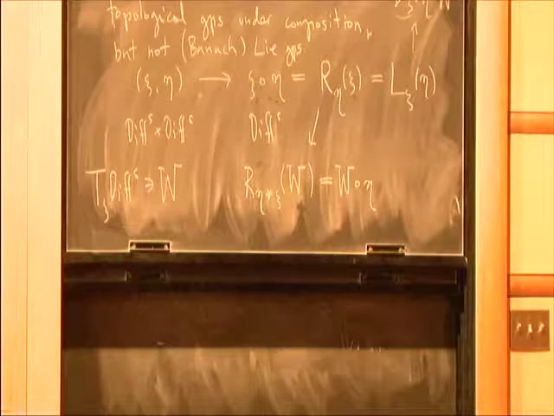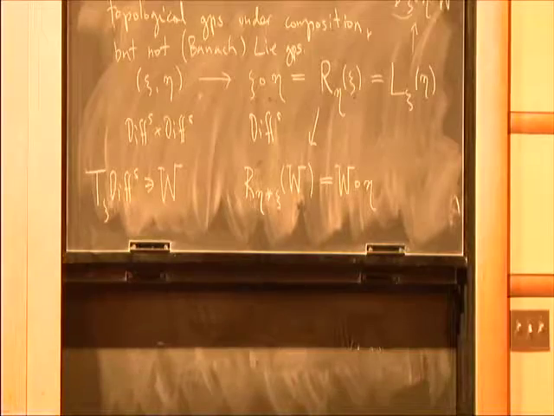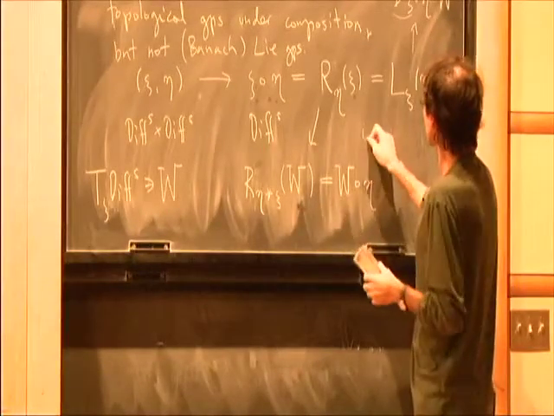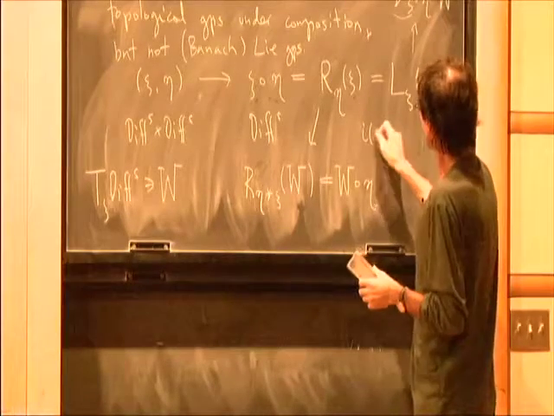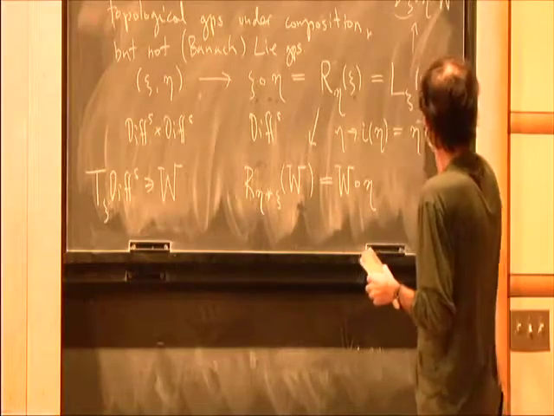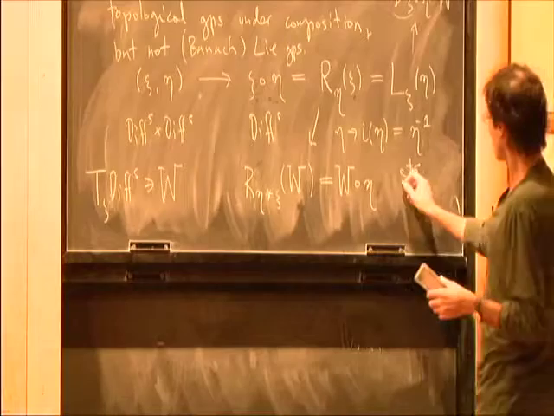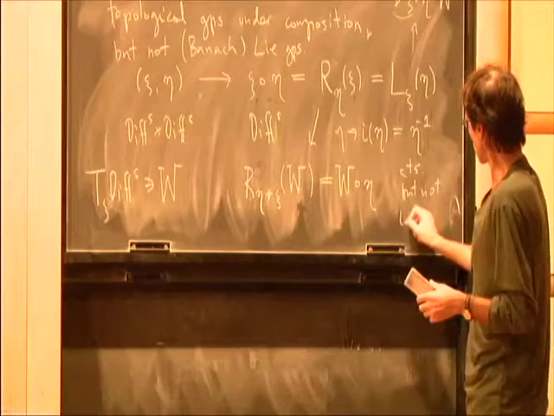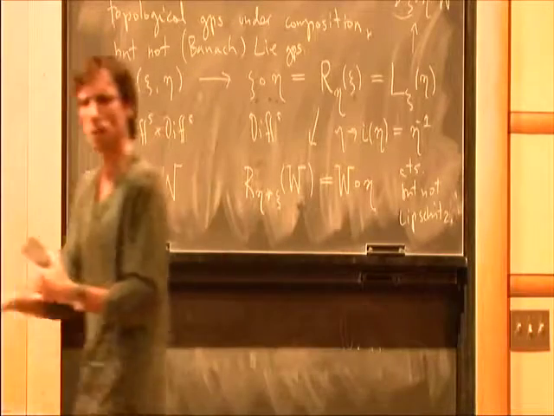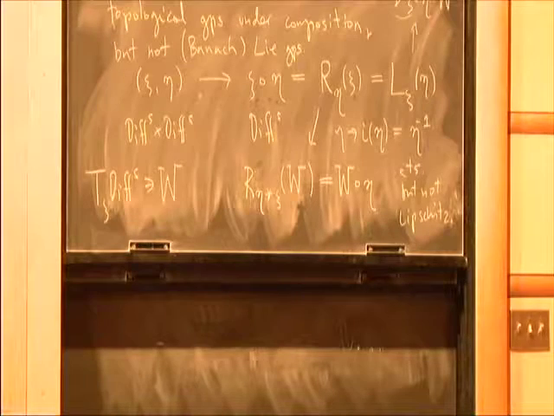Also, another thing: the compositions are fine, but the inversion map I, sending eta to eta inverse, is also continuous, but not differentiable, not Lipschitz. And it's not difficult to actually do this calculation and see what happens.